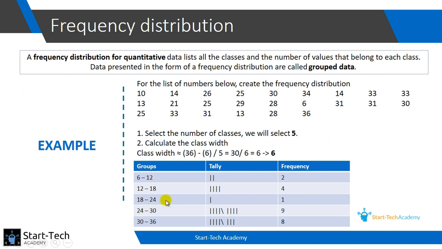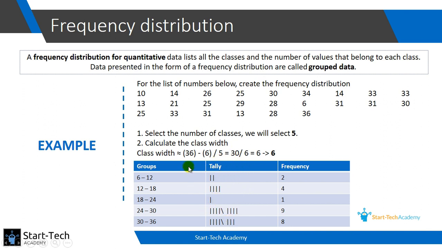Once we have created these classes, we have to start assigning each number to these classes. So I will go through the numbers one by one, and I'll start adding a mark to each of the classes to whichever class that number belongs. So for example, I start with 10. 10 belongs to this class, so I add a mark here. Then there is 14. 14 belongs to this class, I add a mark here. I go through all these numbers and I continue adding marks.